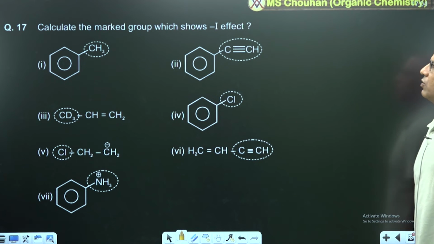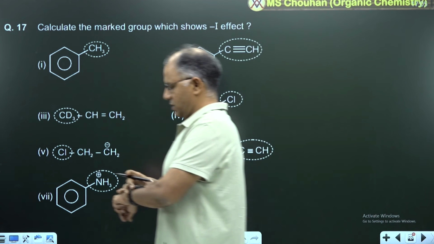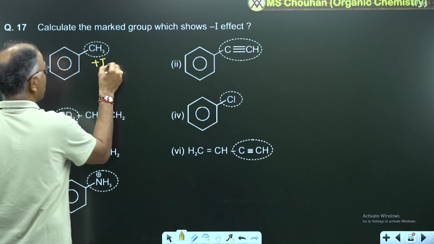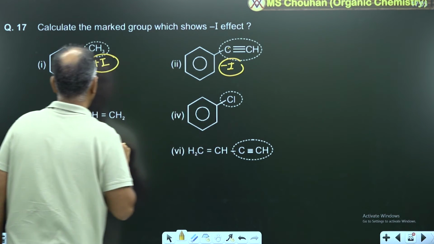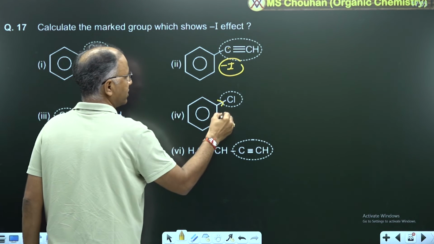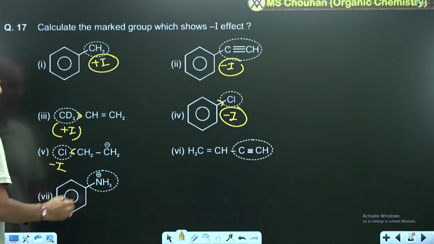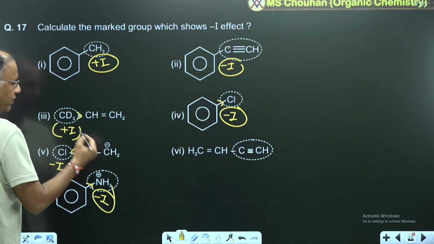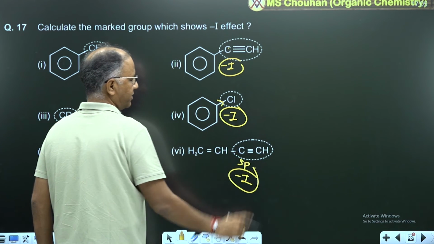Now calculate the groups which show minus I effect. Now what is the answer? In case of first, CH3 shows strong plus I. Now alkyne shows strong minus I because of sp hybridized. Now CD3, again sp3 carbon, plus I. Chlorine is more electronegative, minus I. Now again chlorine is more electronegative, minus I. N plus is more electronegative, minus I. Now this alkyne is sp hybridized, again it is minus I.